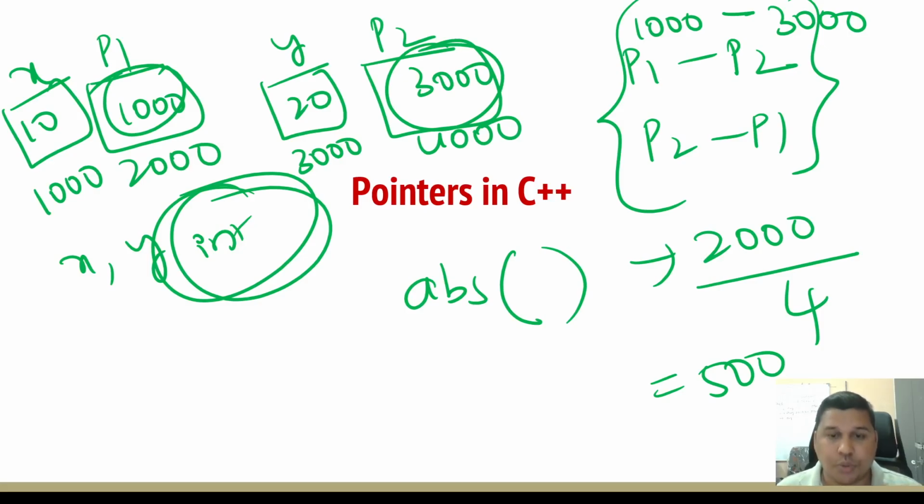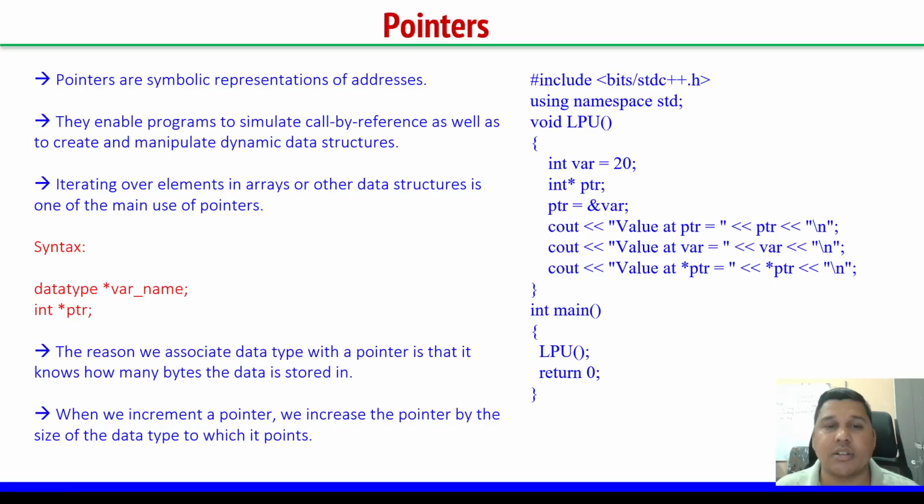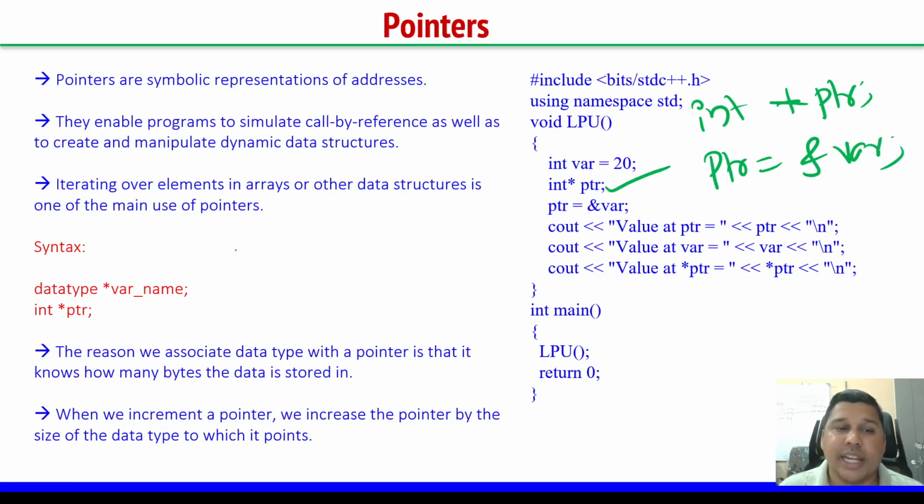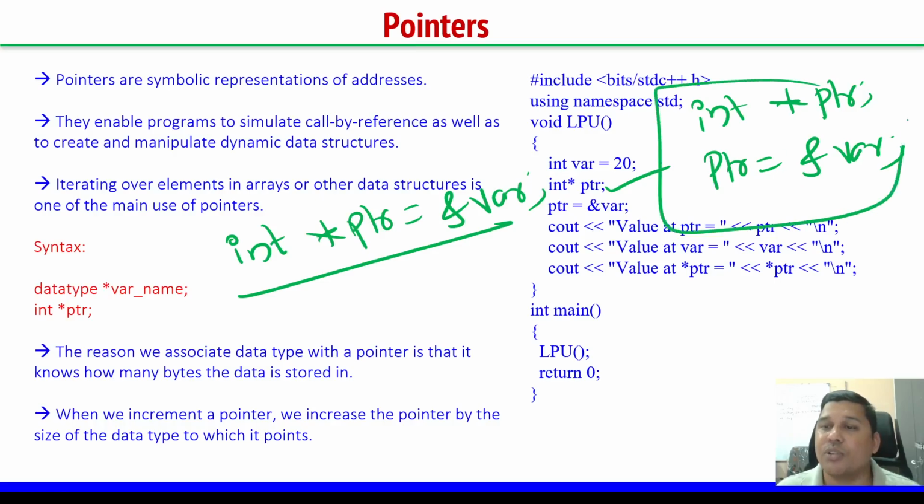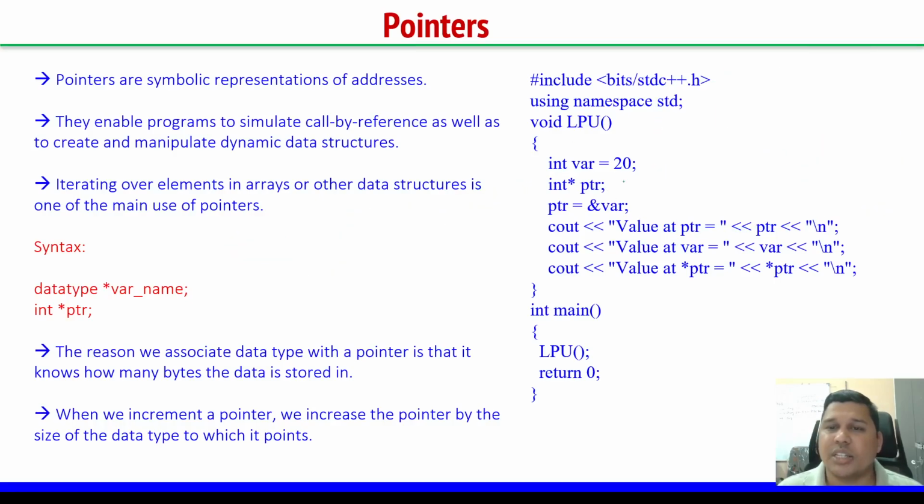There are a lot of exercise problems available. We will see these pointers. Let us quickly summarize what we have seen. Pointers are symbolic representations of addresses. We store addresses in pointers. What is the syntax here? You can declare it like this: int star ptr. Then you can write ptr equal to ampersand variable. Or in a single line also you can write int star ptr equal to ampersand variable. This is just an example to understand it.